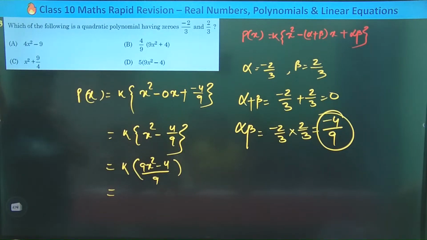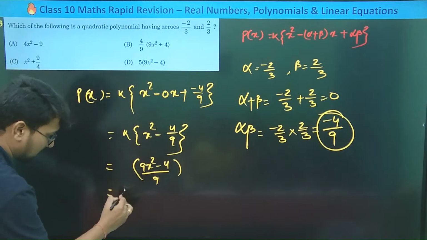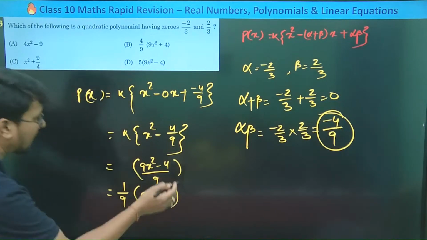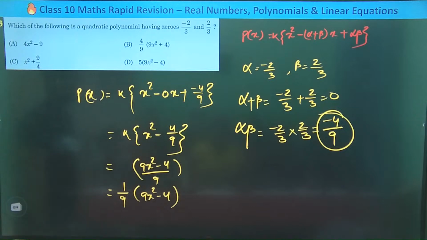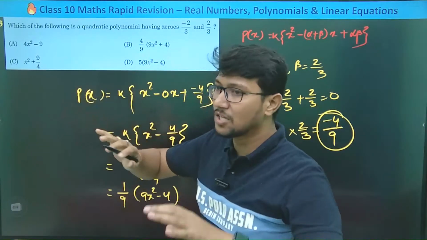The value of k can be anything. I am erasing this k. Let us take k as 9 here. So 9x square minus 4. Is it there? 9x square minus 4. Fine.